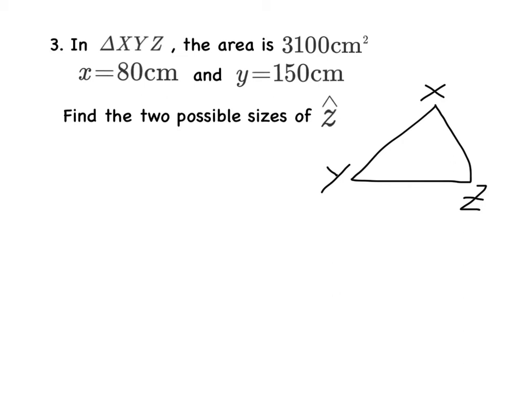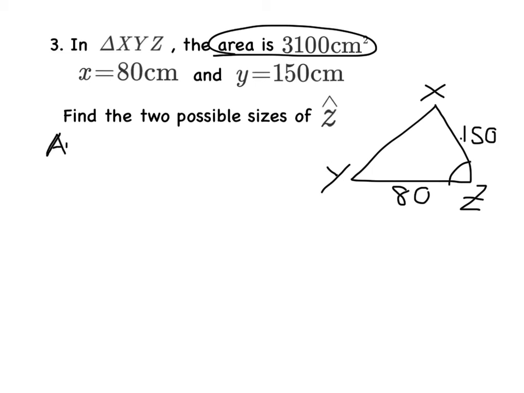Little x, so that's opposite capital X, is 80. Little y, so that's opposite big Y, is 150, and they asked me to find z. Now z is the angle between the two sides. It's the included angle. So they also give me the area. So we're thinking, hold on, I've got two sides, I'm looking for the included angle, I know the area. This links me to my area rule. We know that area is a half little x, little y, sine z.